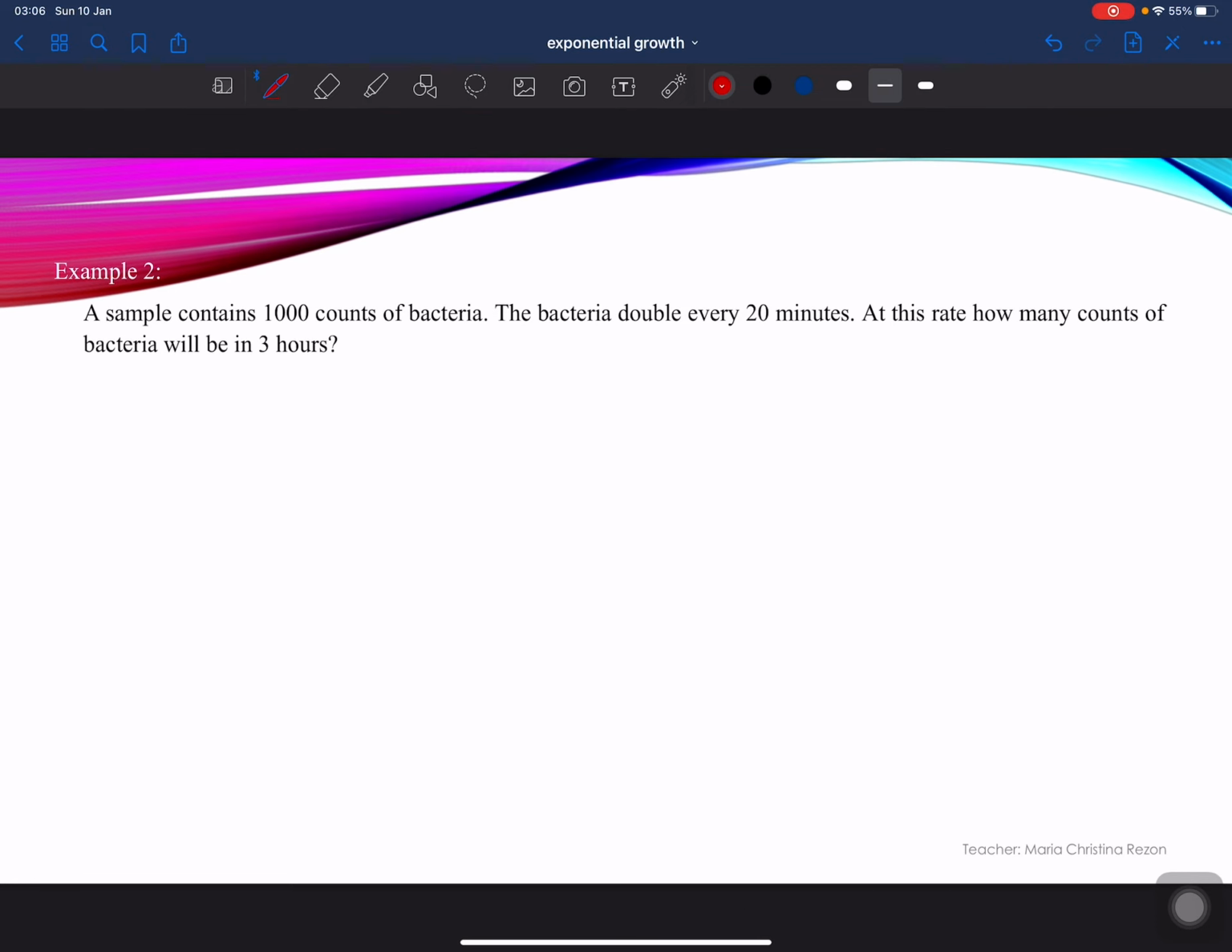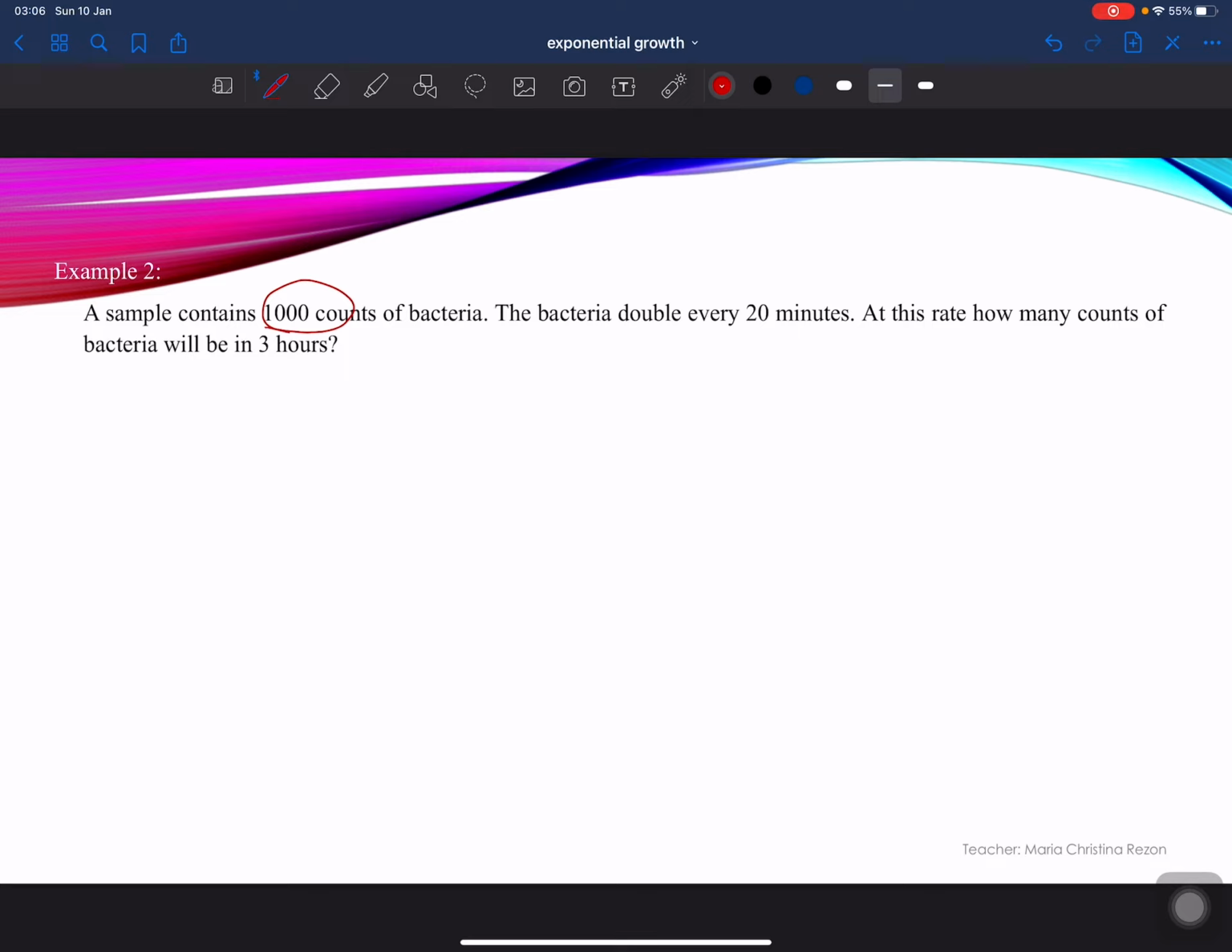A sample contains 1,000 counts of bacteria. The bacteria double every 20 minutes. At this rate, how many counts of bacteria will there be in 3 hours? Okay, so let's examine our problem. What is our initial count of bacteria? You have here 1,000.